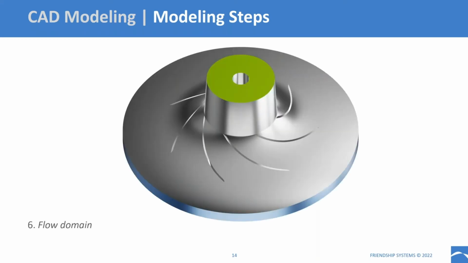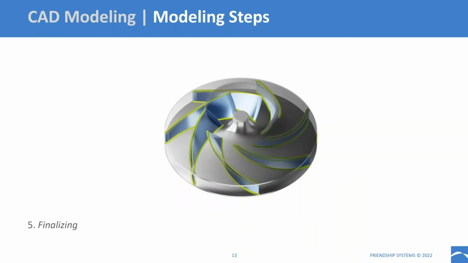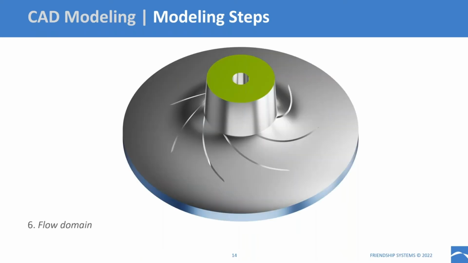In addition to that, in this case, we also generated the flow domain geometry for the CFD calculation, so it's slightly different than the final impeller solid. This is the volume where our flow is happening and where we're running the CFD computation, and that is also generated here as part of the parametric model.